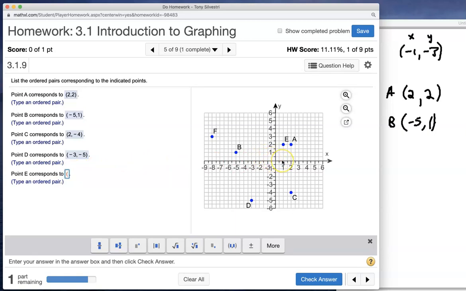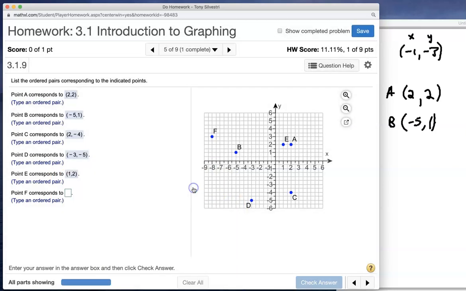1 unit horizontal, 2 units up is 1 comma 2. Make sure you close off the parentheses, and you have to use those parentheses. Check your answer. Great. I think there was only one more, F. To get to F, we got to go in a negative direction, -8.